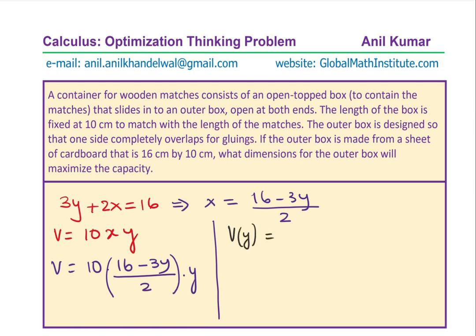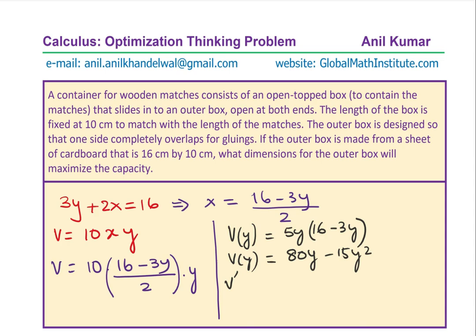And you can open this bracket. So 10 divided by 2 is 5. And multiplying 5, we can write like this: 5y times (16 minus 3y). You can open this bracket. So we get 80y minus 15y squared. So that is the volume.